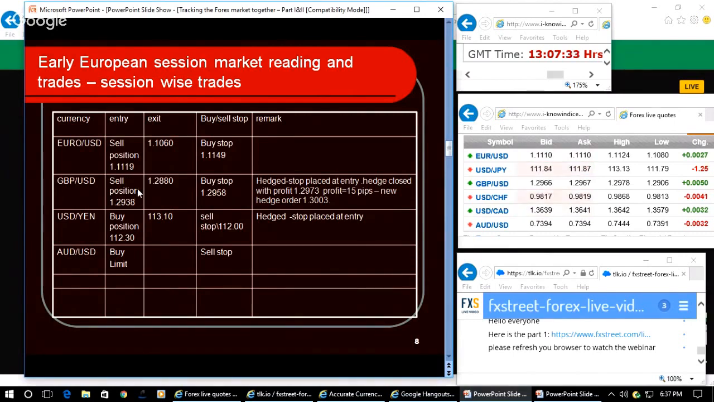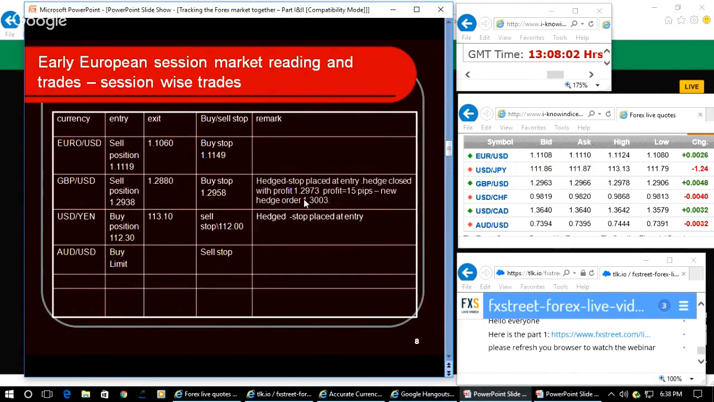In the case of GBP, the high they set at that time was 1.2942, during the early part of the European session. So near the high, at 1.2938, I kept the sell limit order, which got filled during the webinar time. I was telling you that they are expected to make the slide. What happened? I kept the buy stop hedge order at 1.2958.